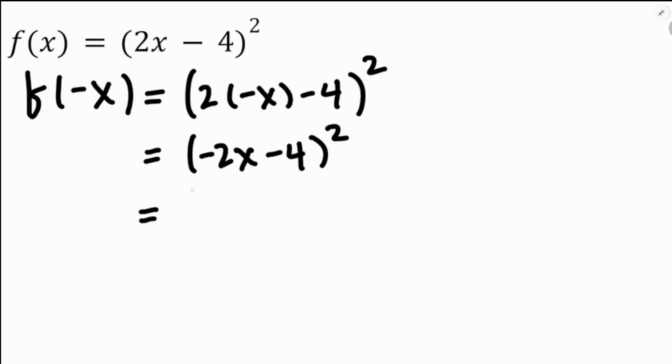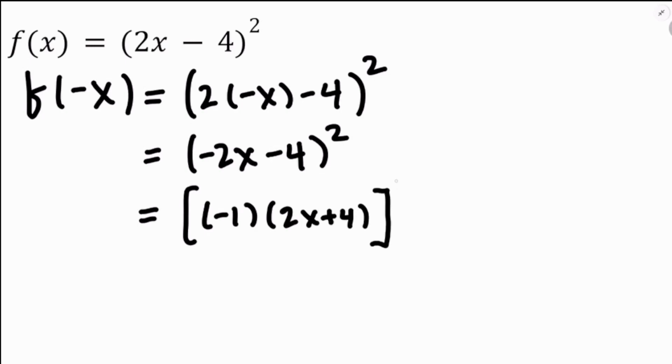I'm going to say, all right, maybe I'm just factoring out the negative 1, and I'm left with 2x plus 4. And that's still getting squared, right? If I square negative 1, that's going to be positive 1, so that would be 2x plus 4 squared. And 2x minus 4 squared and 2x plus 4 squared are not the same thing. They're not the exact negative of each other. So this function is going to be neither even nor odd.